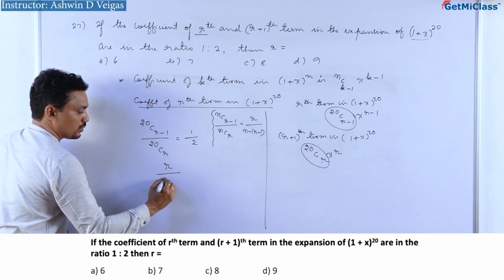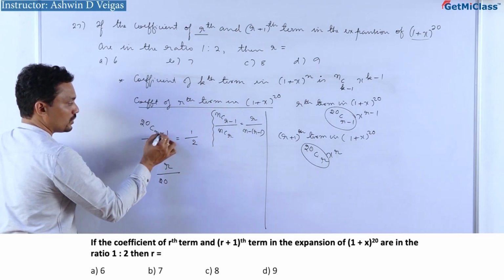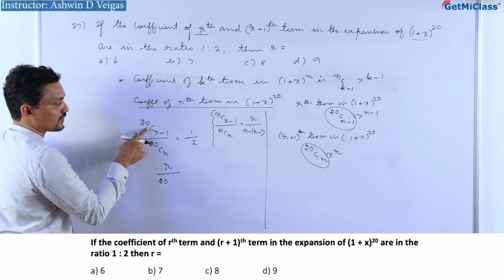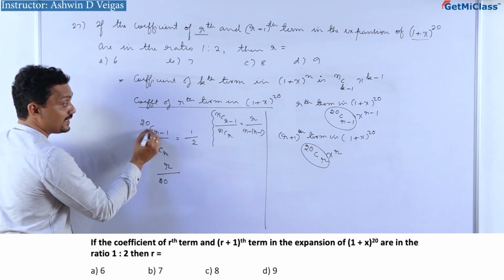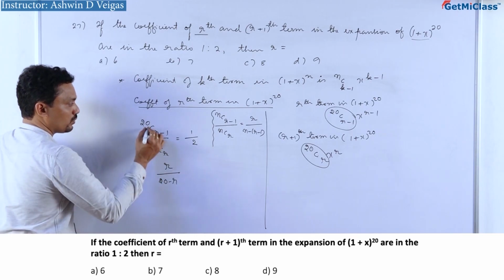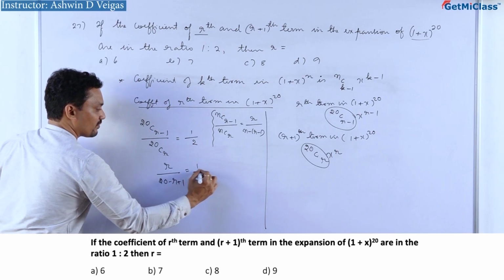It is actually a shortcut. For r minus 1 and r, you write r divided by the difference of these indices. So it will be 20 minus this, that is, r divided by (20 minus r plus 1), equal to half.